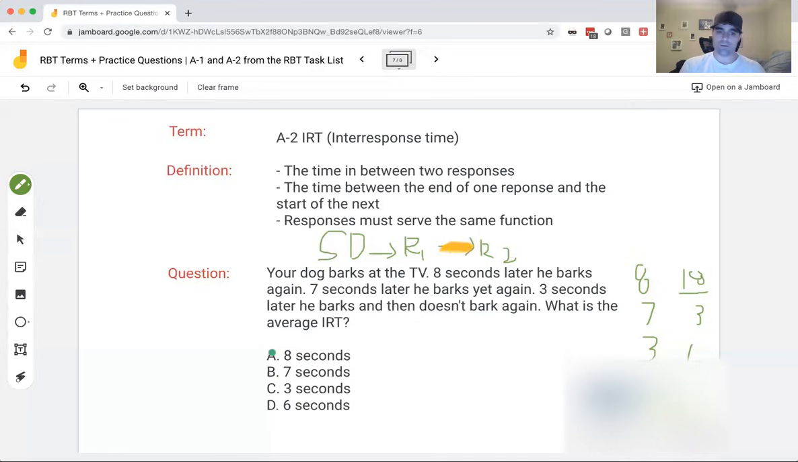Okay, so don't be confused, right? 8 seconds is the time between response 1 and response 2, but it's not the average. 7 seconds is the time in between response 2 and response 3, but it's not the average. 3 seconds is the time in between response 3 and 4, but it's not the average, okay? The average is 6 seconds.